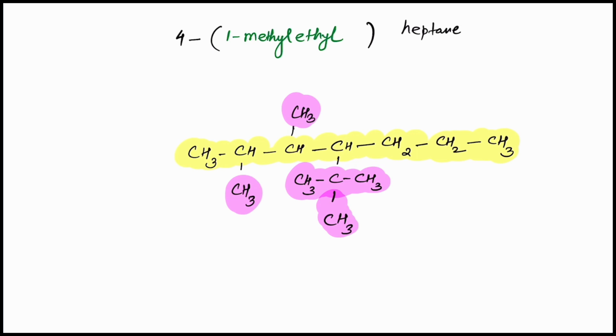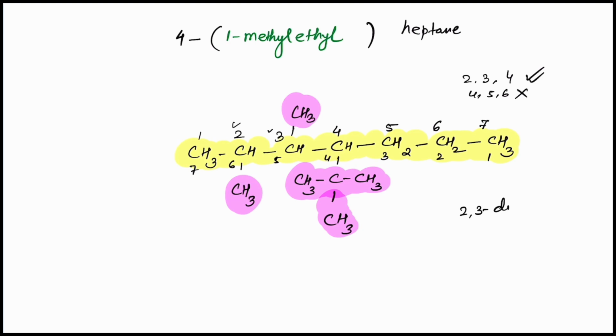First, number the parent chain. From left to right, we will go and we will get the position of the substituents as 2, 3 and 4. And from right to left, if we go, the positions will be 4, 5 and 6. So we pick the lowest locants. So 2 methyl groups are present. One is at carbon atom 2 and another is at carbon atom 3. So this is 2,3-dimethyl.